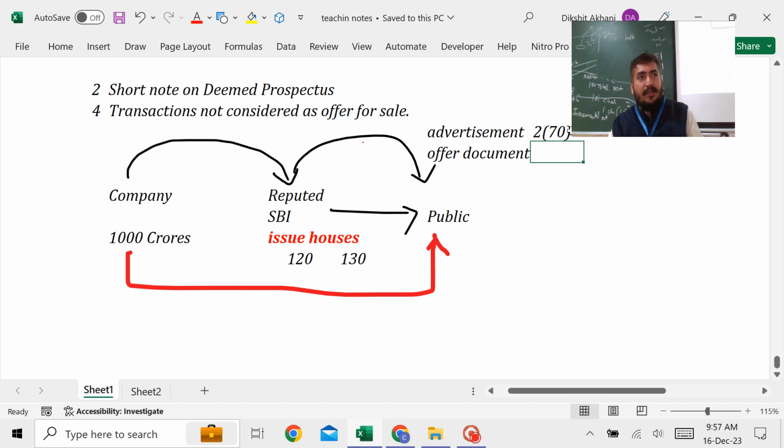So even if these kinds of offer documents are not referred to in section 2 subsection 70, still it will be considered as good as a prospectus, not exactly a prospectus, as good as a prospectus. And it means all the provisions applicable to a prospectus would be applicable here also, and therefore 34, 35, 447, congratulations, it is there.